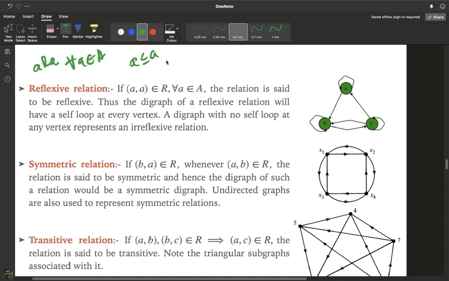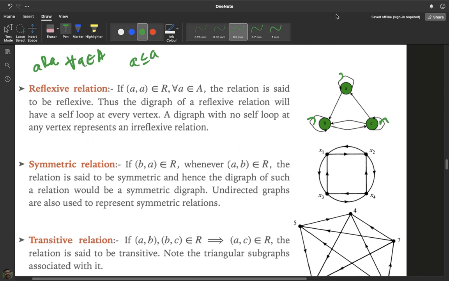So when you draw the diagram of such a reflexive relation, what will happen? Every element will be related to itself. That means every element, every vertex, will have a self loop like this. Is it clear? So when you represent the diagram of a reflexive relation, the property is that every vertex would have a self loop, because every vertex is related to itself. So you will have to draw a self loop there.